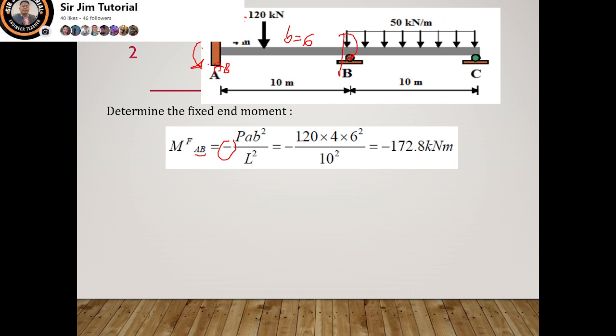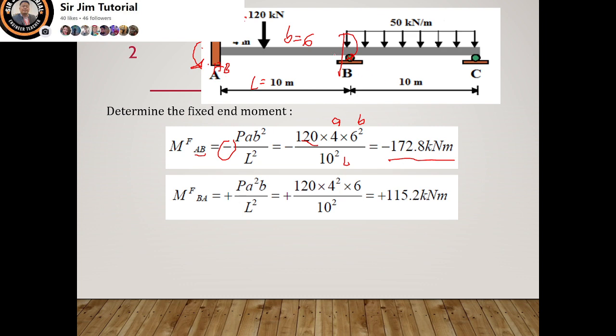So P is 120, this is A, this is B squared, and then this is L squared. L is equal to 10. Then of course you can get this value, negative 172.8 kilonewton meter. Now at BA, here the right side, you have PA squared B over L squared. Now this is positive, okay? So as you can see here, it's like that.